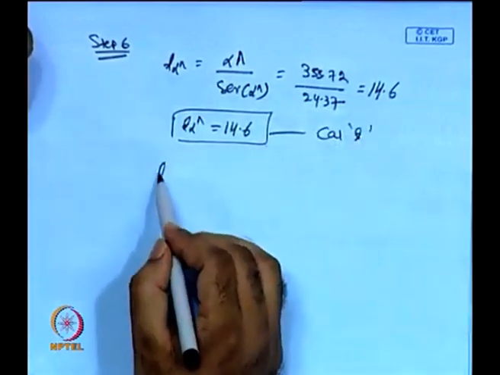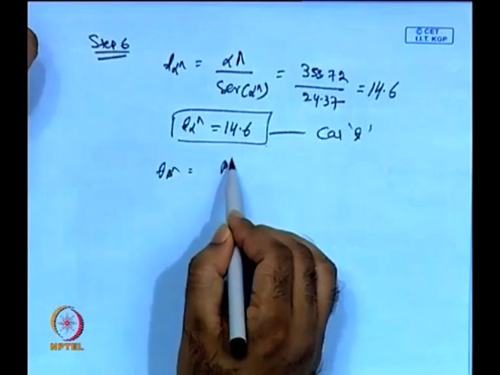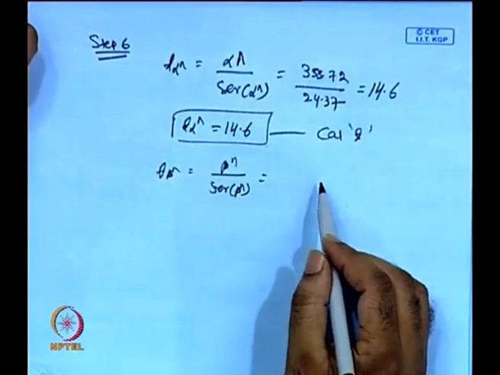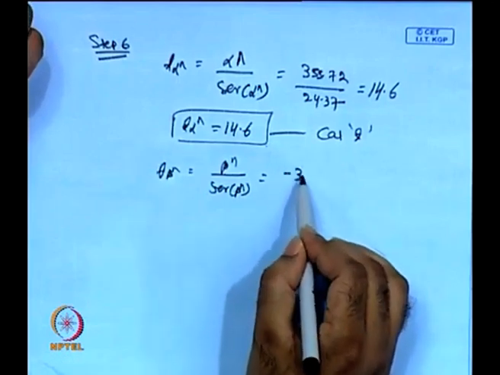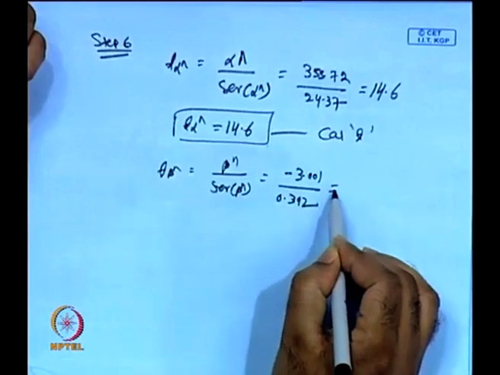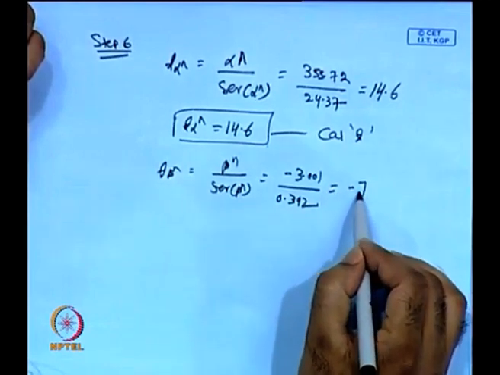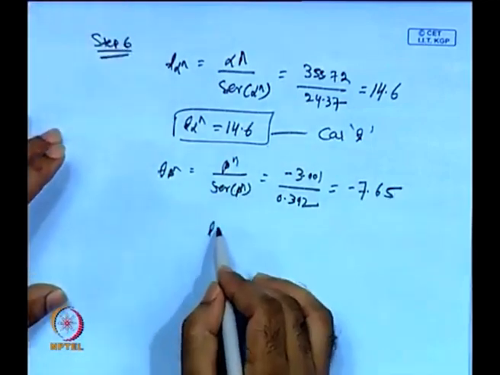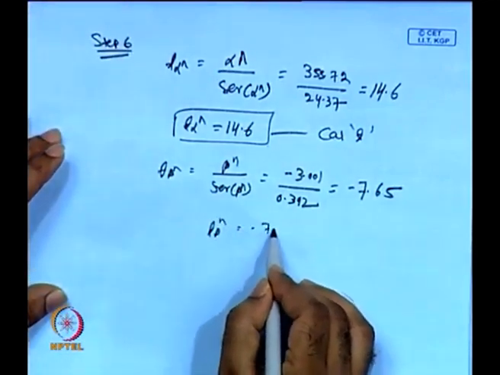Similarly, t of beta hat is equal to beta hat divided by the standard error of beta hat, which is minus 3.001 divided by 0.392. If you simplify, you will get minus 7.65. So t of beta hat is equal to minus 7.65.